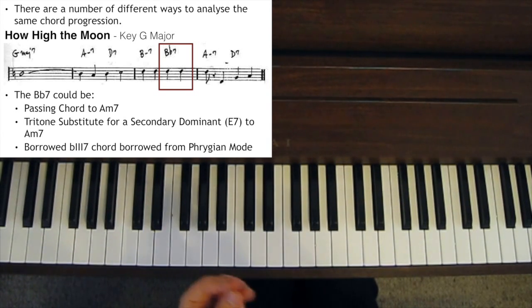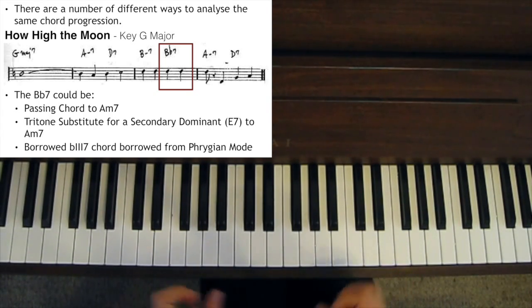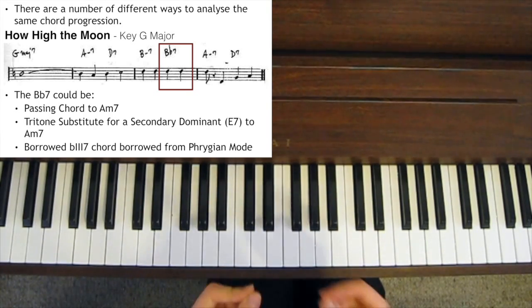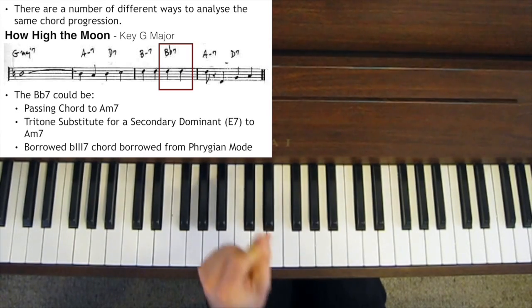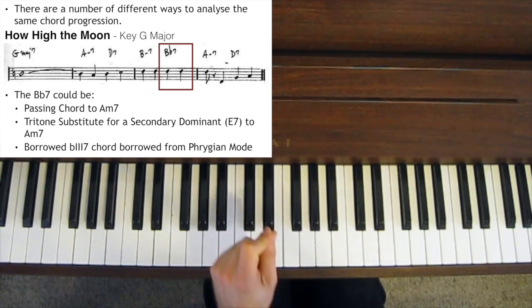Or you could say that it's a flat 3 dominant 7 chord borrowed from the Phrygian mode, and therefore modal interchange. Right, so all of these are plausible explanations for a single chord in a single chord progression.